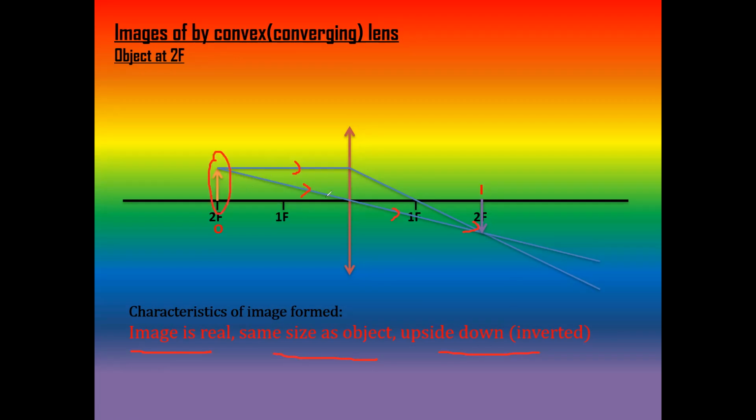The size of the image and the size of the object will be the same. And it is always an inverted image. Like if the object is a triangle, the image will be a triangle but an inverted triangle. And it is a real image. A real image can be seen or taken on a screen. Is it clear?